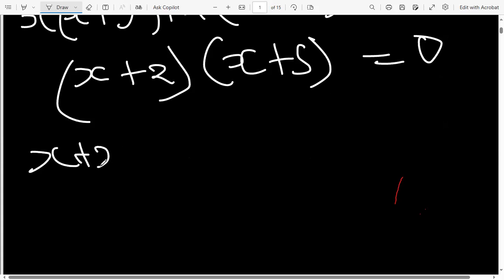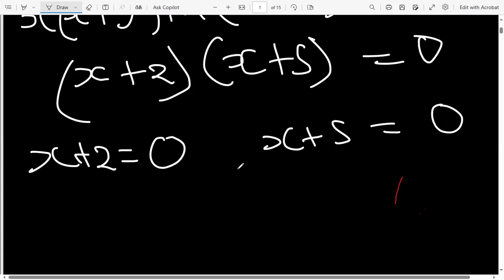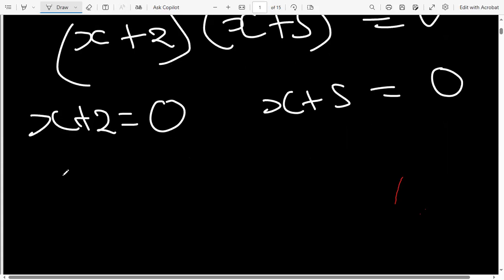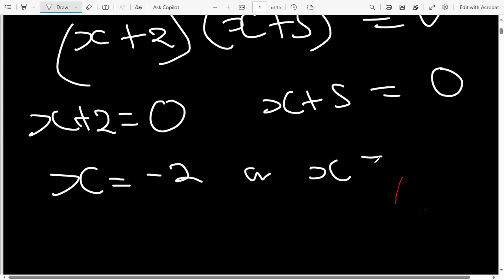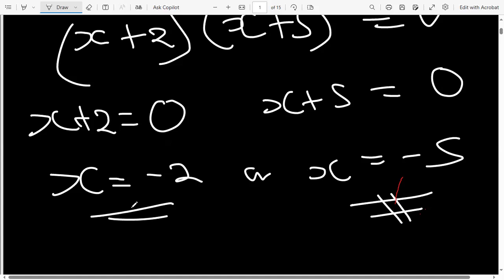So x plus 2 is equals to 0 will give us the first answer. And then x plus 5 is equals to 0 will give us the what? The other answer. So this is going to be x is equals to minus 2, or we can say that my x is equals to what? Minus 5. Okay, so it means we have solved our quadratic equation there. Okay, we have been able to come up with two answers there.